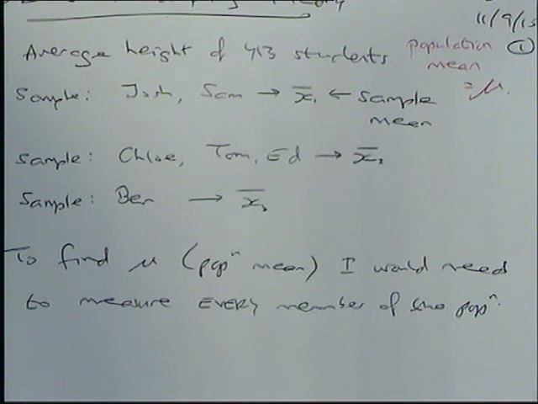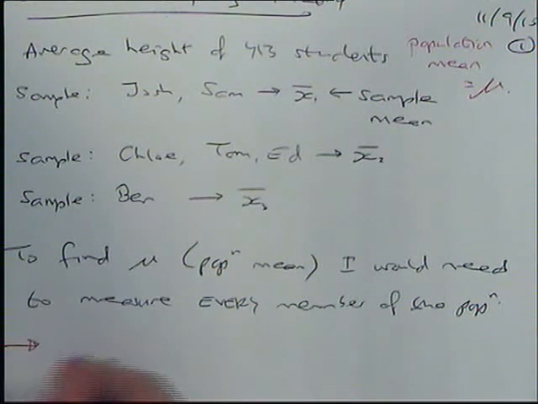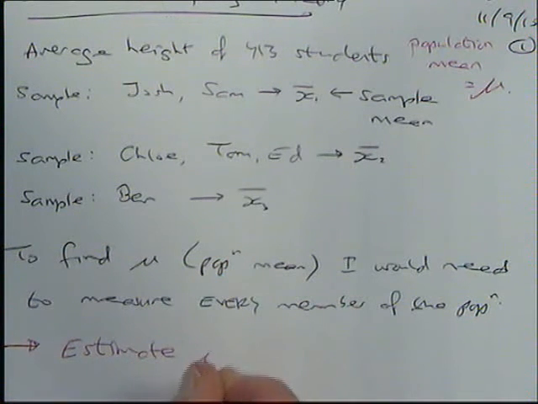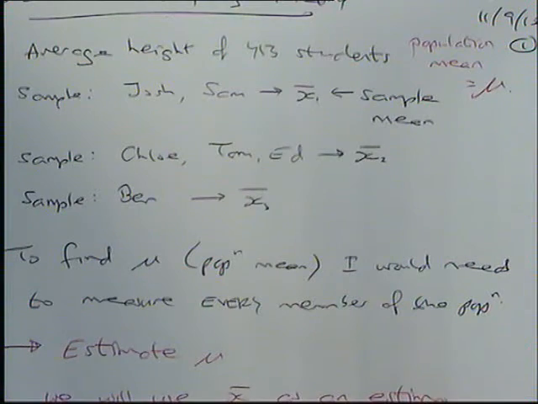So, we don't know mu, so what that leads us into is we need to estimate mu. We're going to estimate the population mean. And the estimator we will use is X bar. We will use X bar as an estimator.